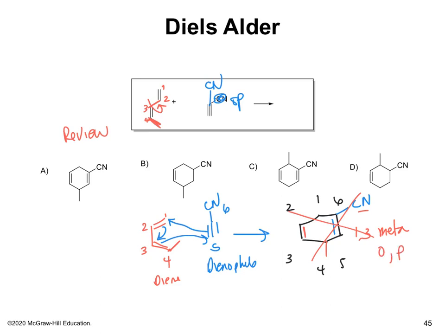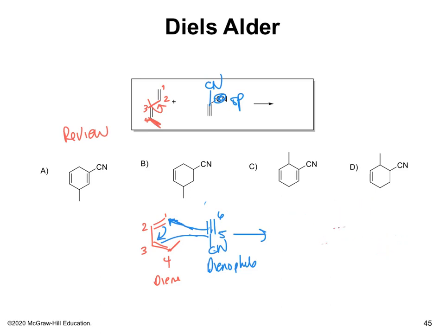So what we're going to have to do now is take this dienophile and turn it upside down. And so you can see that this is now 5 and 6. And so this is going to react this way. And then what we will get is 1, 2, 3, 4, 5, 6. There's our double bond. There's our nitrile.